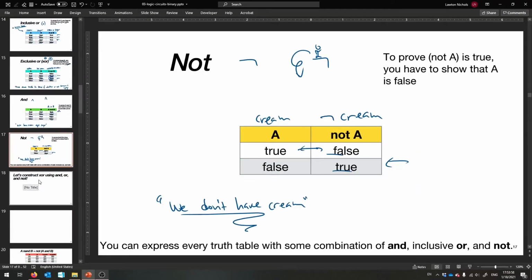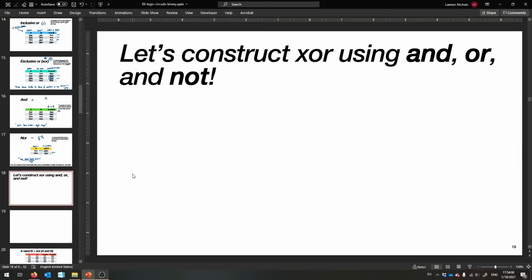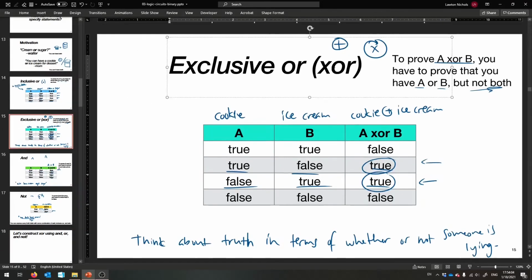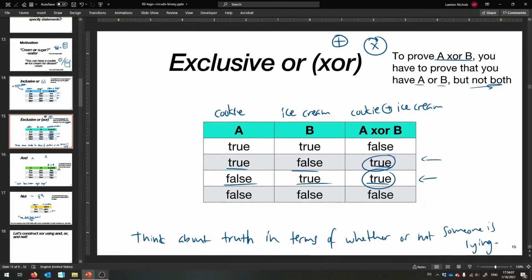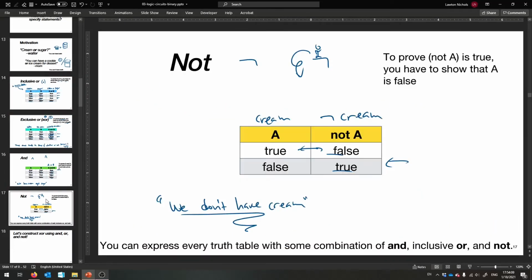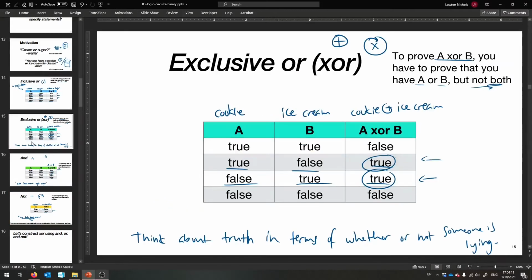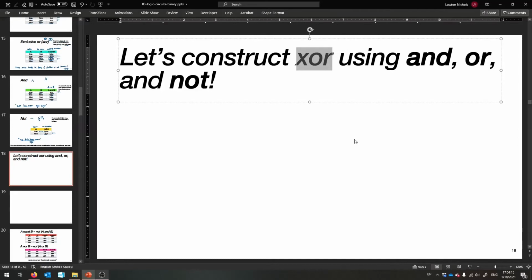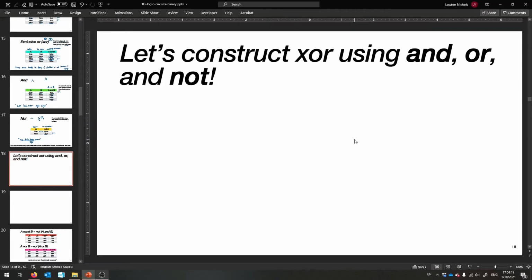All right, so let's figure this out. Let's construct XOR, exclusive OR. This thing that I'm telling you is superfluous. We don't need this. We can just use and, not, and or to define XOR. So weird. We didn't really need it. So let's construct XOR using and, or, and not.